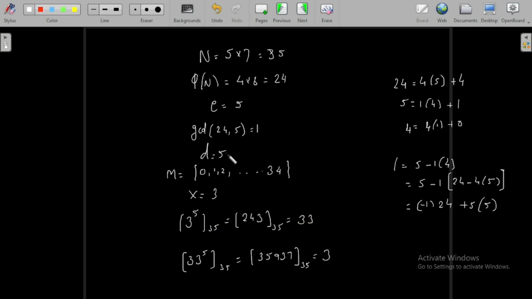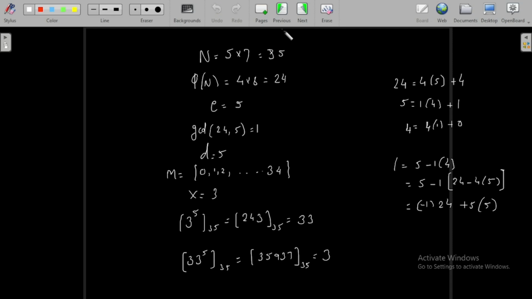So we encode the number 3 as 33. And the receiver will find 33 raised to 5, because d equals 5 here. So 33 raised to 5, when divided by 35, the remainder is 3, which is x itself. So this is the process of the RSA cryptosystem.